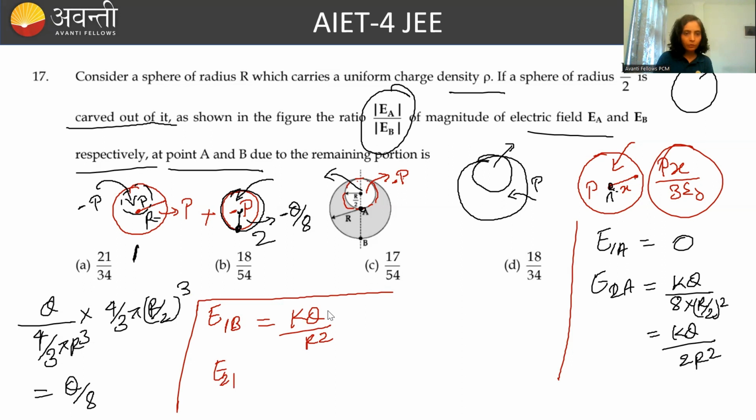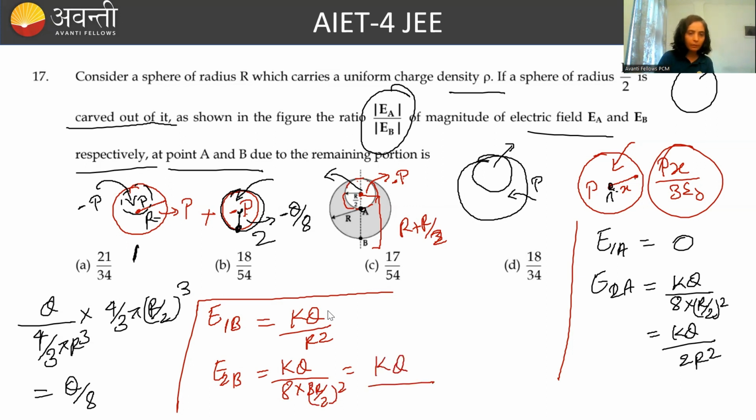Now E2B. For system 2, the B point is outside it. At how much distance from its center is the B point? R plus R by 2, that is 3R by 2. What is the charge of system 2? Q by 8. So it is K into Q by 8 divided by (3R by 2) whole square. How much is it? The denominator is 8 into 9R square by 4, so this becomes equal to KQ by 18R square.